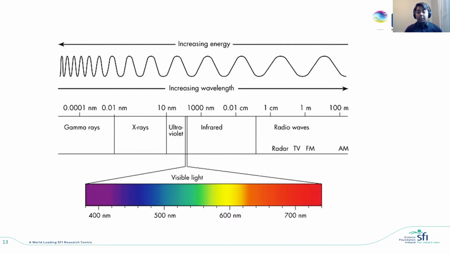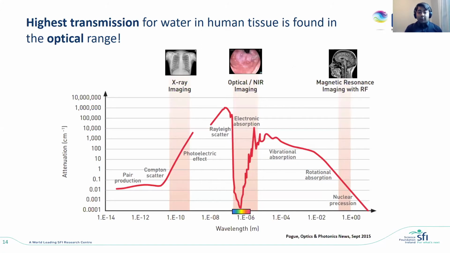If we look at the electromagnetic spectrum and consider the medical imaging technologies, there are three ranges where most medical imaging technology falls: the X-ray range, the optical range, and the magnetic resonance range. These are the windows where we have the highest transmission for water, and the highest transmission is actually found in the optical range.